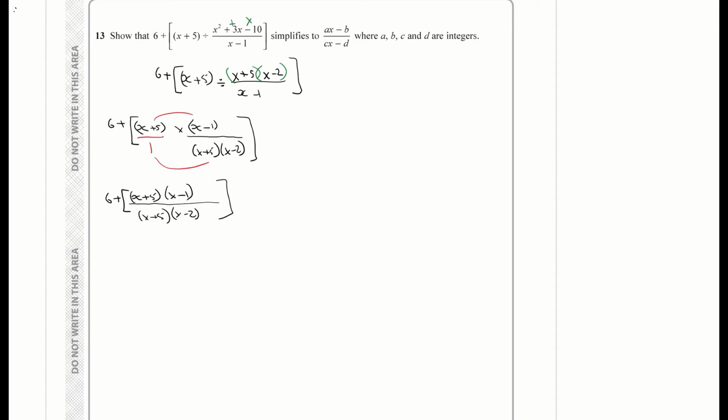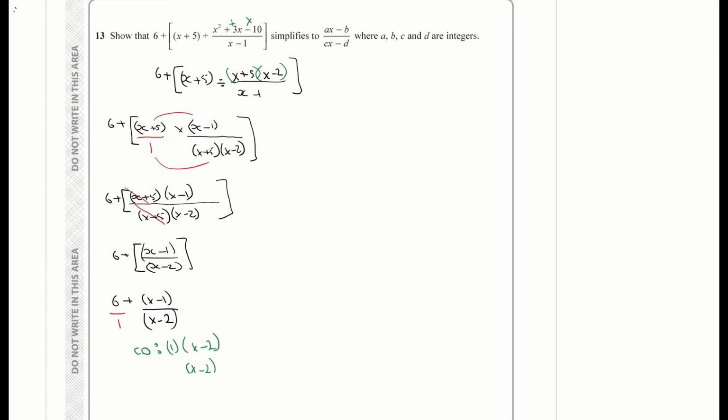You can see now that I have an x plus 5 and an x plus 5 on top. They'll divide into each other evenly. So that's leaving me with 6 plus square bracket x minus 1 over x minus 2. Now from now on, I don't actually need that square bracket, so that's the same as 6 plus x minus 1 over x minus 2. I have a whole number plus a fraction, so I'm going to turn that whole number into a fraction by putting it over 1. And then I'm adding fractions, and in order to add fractions, I need a common denominator. A common denominator is found by multiplying the denominators, so 1 multiplied by x minus 2. So my common denominator is x minus 2.